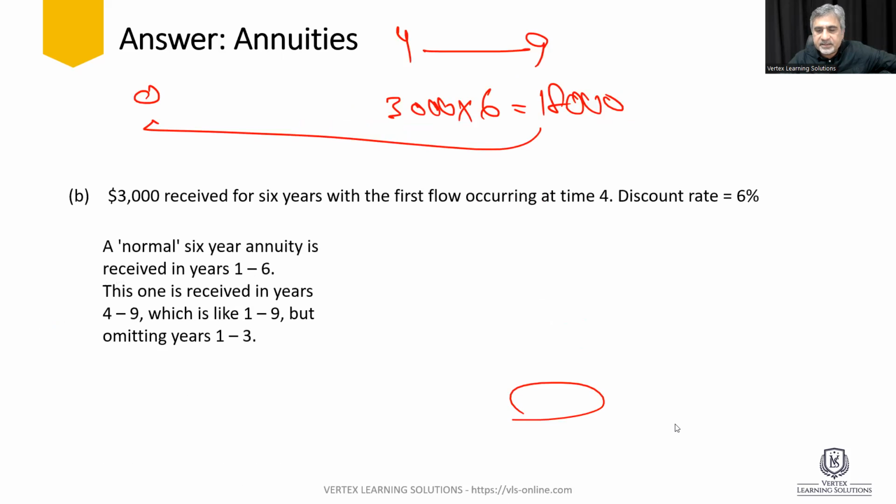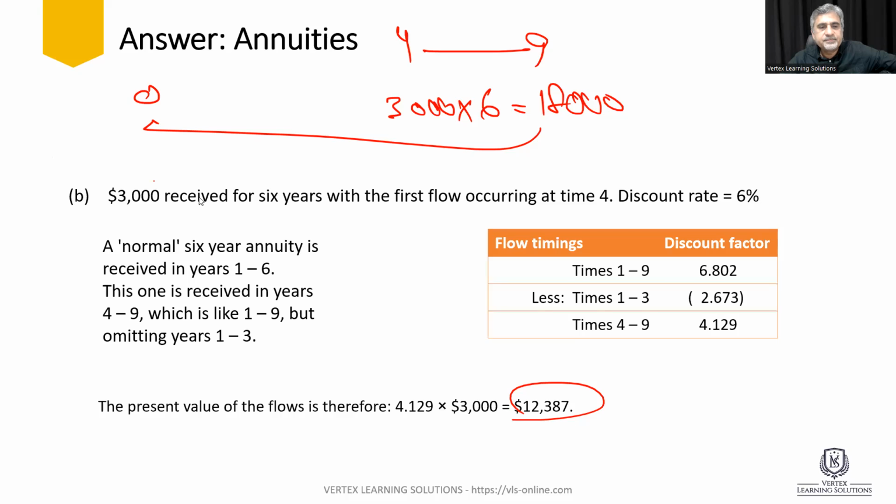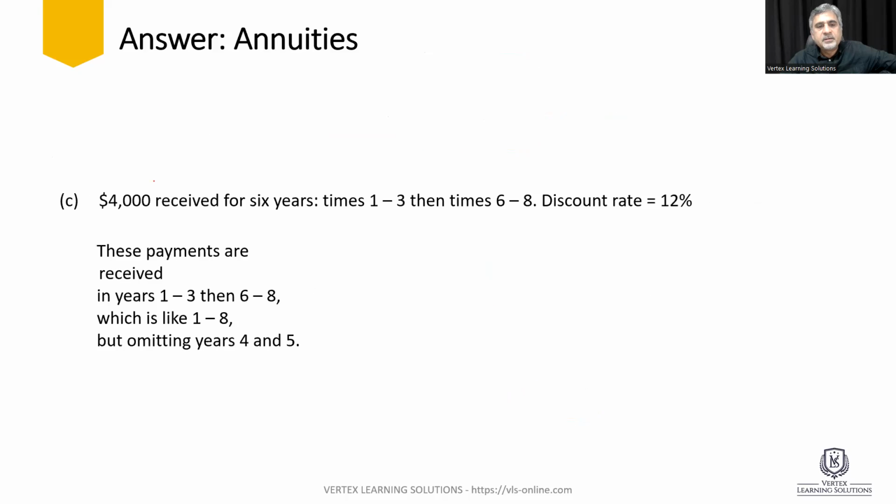Let me just clear this one. Clear all drawings. Okay. So how do we solve it here? 4,000 received for 6 years, in times 1 to 3 and then 6 to 8. Discount rate you have taken at 12%. These payments are received in year 1 to 3 and 6, 7, 8, which is like 1 to 8, the total factor, omitting years 4 and 5.